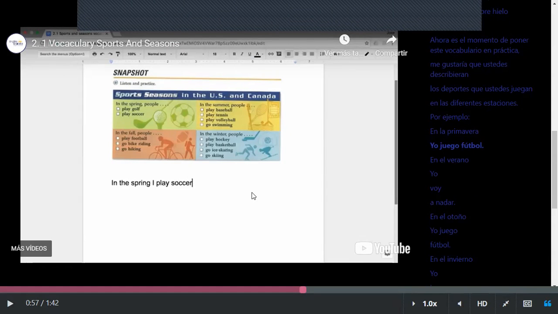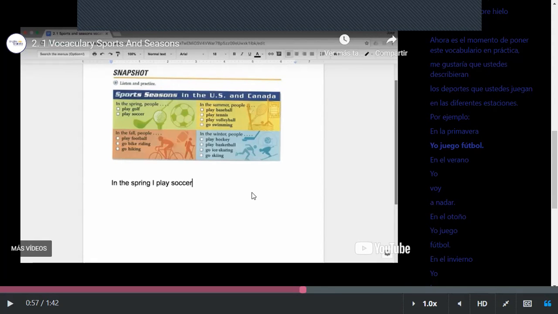In spring, I play golf, for example. In the summer, I play baseball. I play tennis in the summer. In El Salvador, in the summer, people go surfing, right? In summer, people go to the beach. In the fall, en otoño, people play football, people go bike riding or go hiking.